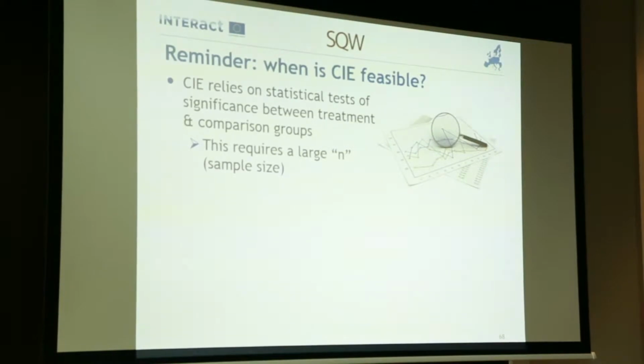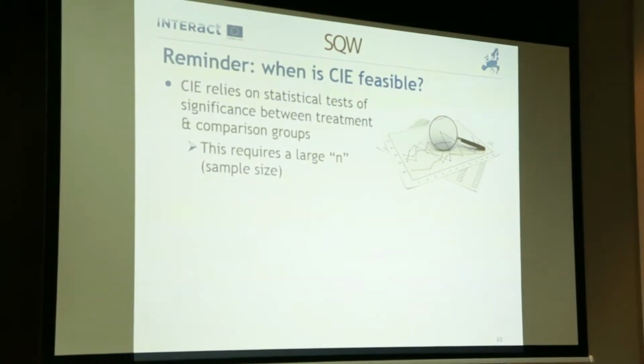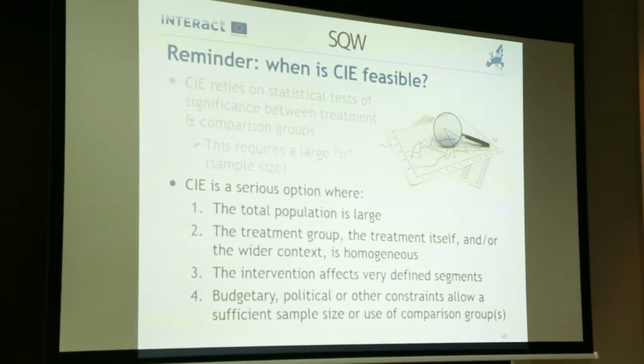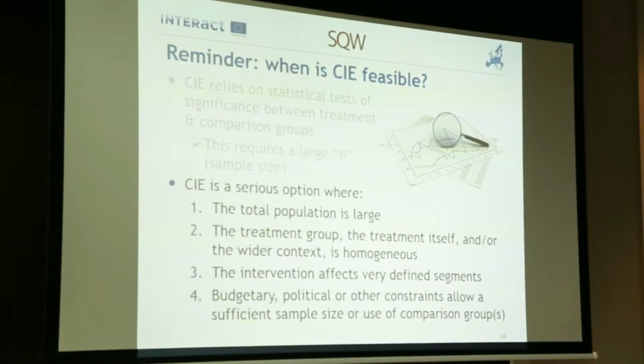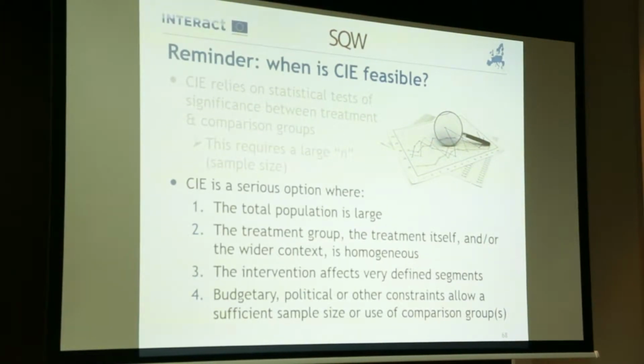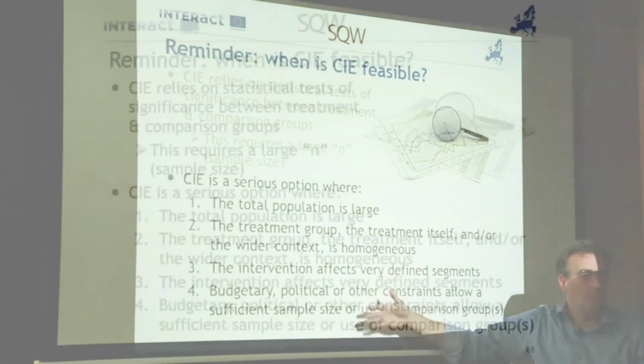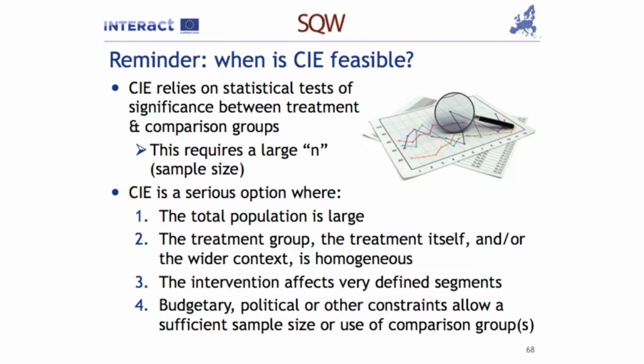just to remind ourselves, counterfactual impact evaluation relies on statistical tests, so large n, population is large, treatment itself homogeneous, intervention effects, very defined segments, and we've got no constraints on money or politics. Actually getting these things together is quite tough. If Christina's got 60 projects over how many years? Call it 6 years, so that's 10 years a project. It might be quite difficult for her to mount an effective CIE evaluation on that scale.